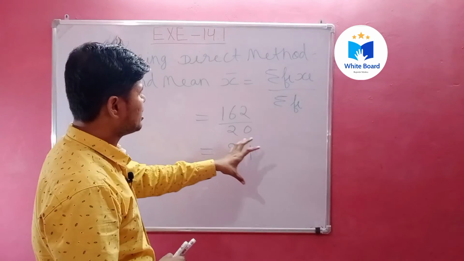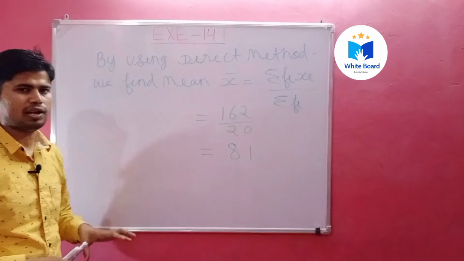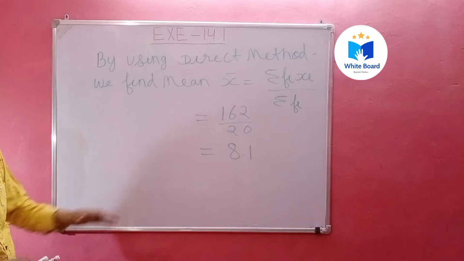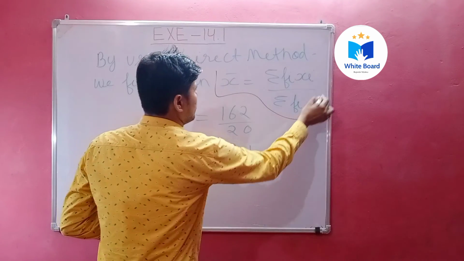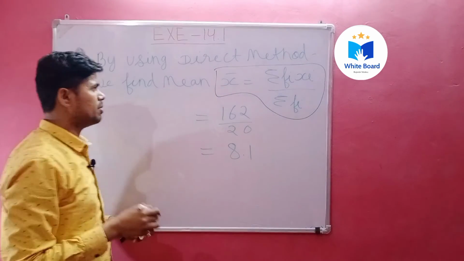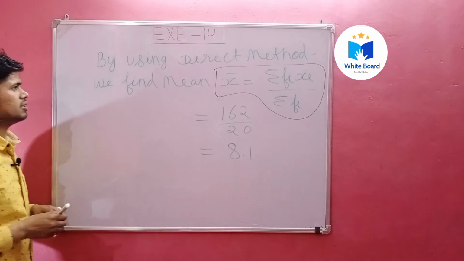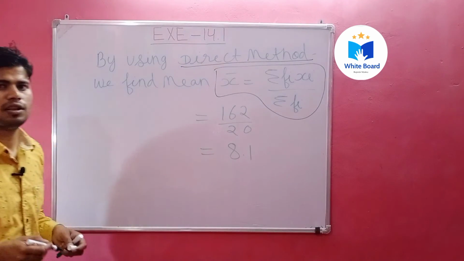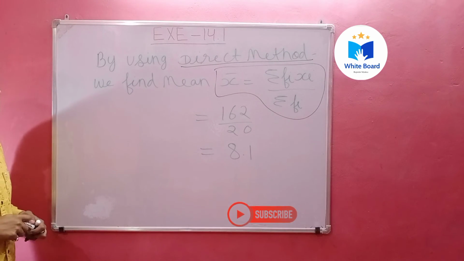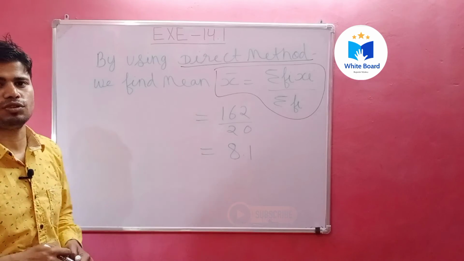Here we use direct method because the values are very small. That's why we use direct method. In direct method the formula for mean is x bar equal to summation fi xi upon summation fi. Here we use this method due to the small value of class marks, class intervals and the frequency.